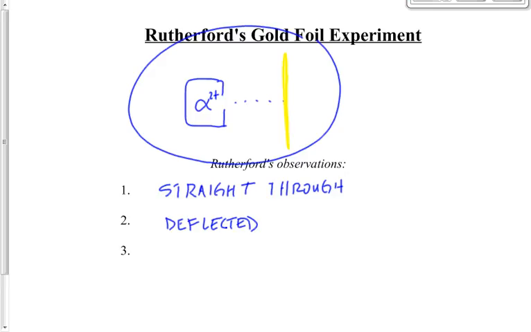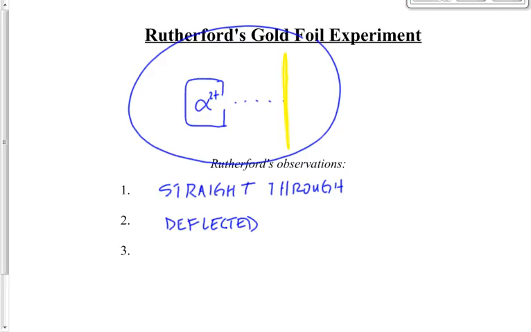That something must be small, because most of the atom is empty space, but that something must also be positively charged. The only thing that repels something that's positive, i.e. the alpha particles, is something that's positive. So the small nucleus must be positive.